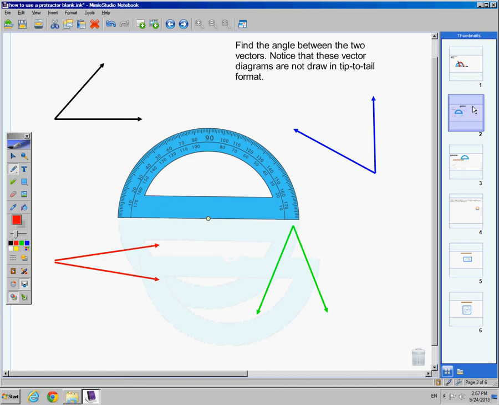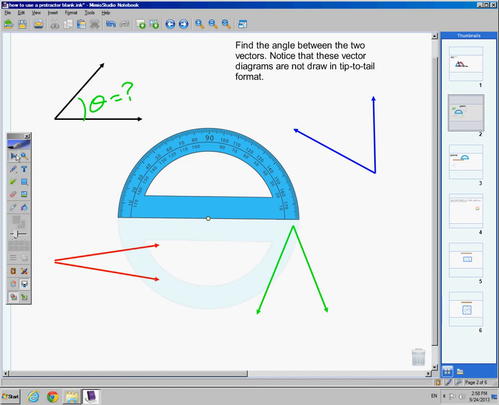So, looking at the protractor here, we have 4 diagrams, and it says find the angle between the two vectors. Notice that these vector diagrams are not drawn in tip-to-tail format. We're not worried about tip-to-tail format for this particular slide. I would like you just to find out what the angle is. So I'm looking for this right now. What is theta? What is that equal to?